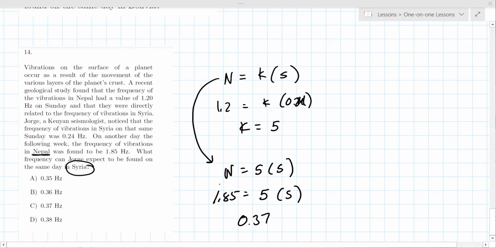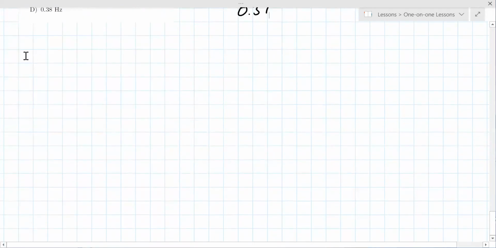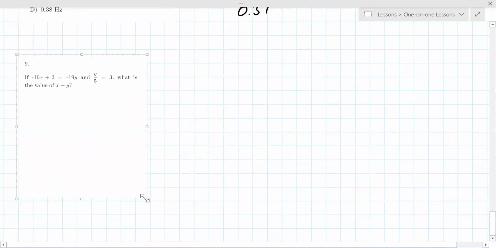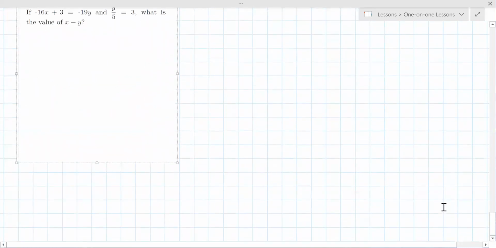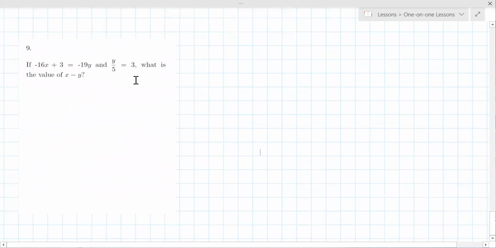Okay, so let's go back to the test and look at another one here. We've done this one a bunch, so I'll snip it in. I don't think we'll have to do very many related ones. Negative 16x plus 3. x minus.